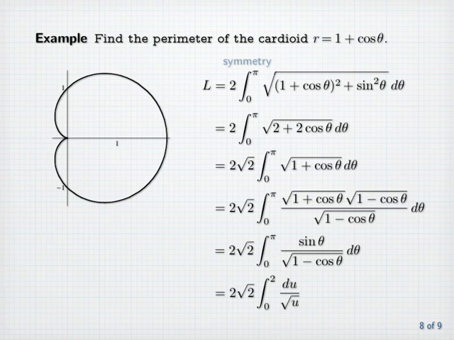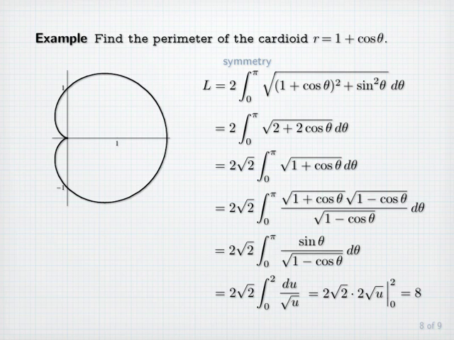An antiderivative of u to the minus 1/2 is 2 times u to the 1/2 power, so we have 2 root 2 times 2 root u evaluated between 0 and 2. So the perimeter of the cardioid is exactly 8.